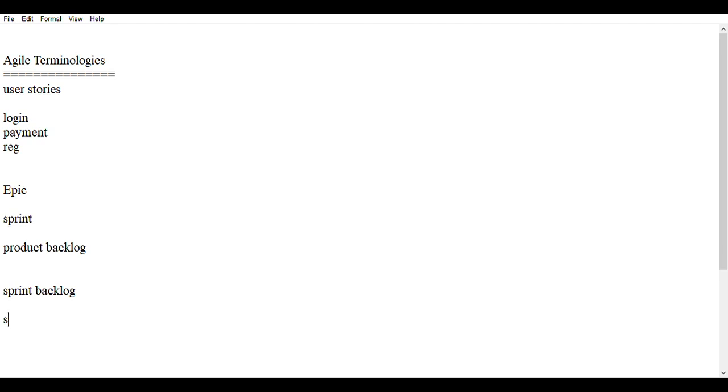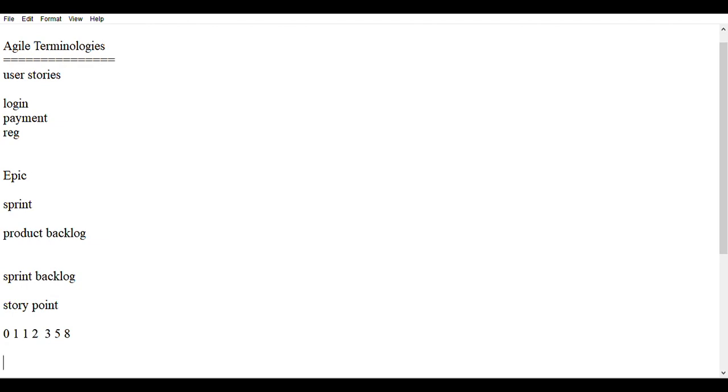Next is story point. Story point is the rough estimation of user stories. It will be given by the QA team and the development team in Fibonacci series. What is the Fibonacci series? The Fibonacci series is 0, 0 plus 1 is 1, 1 plus 1 is 2, 2 plus 1 is 3, 3 plus 2 is 5, 5 plus 3 is 8. Likewise, the development team and the QA team will choose from these story points.